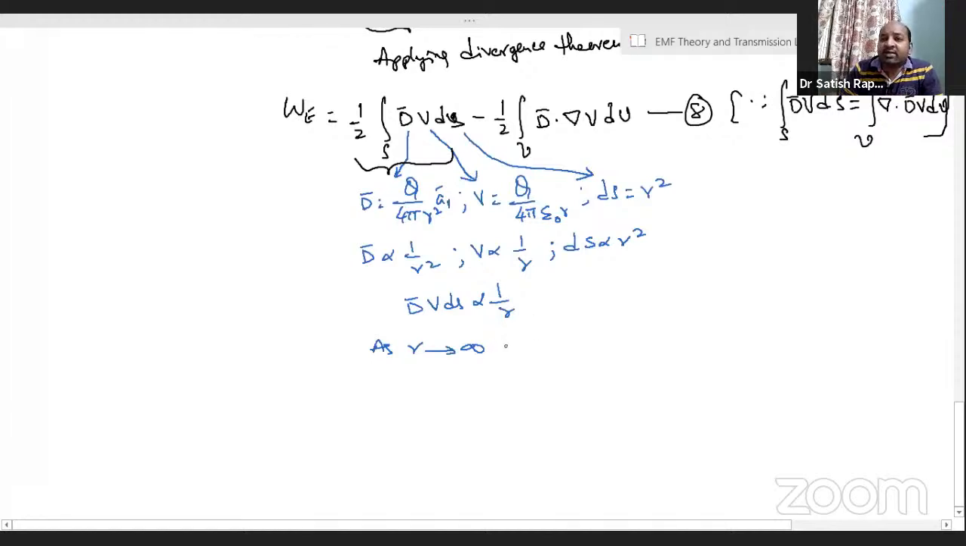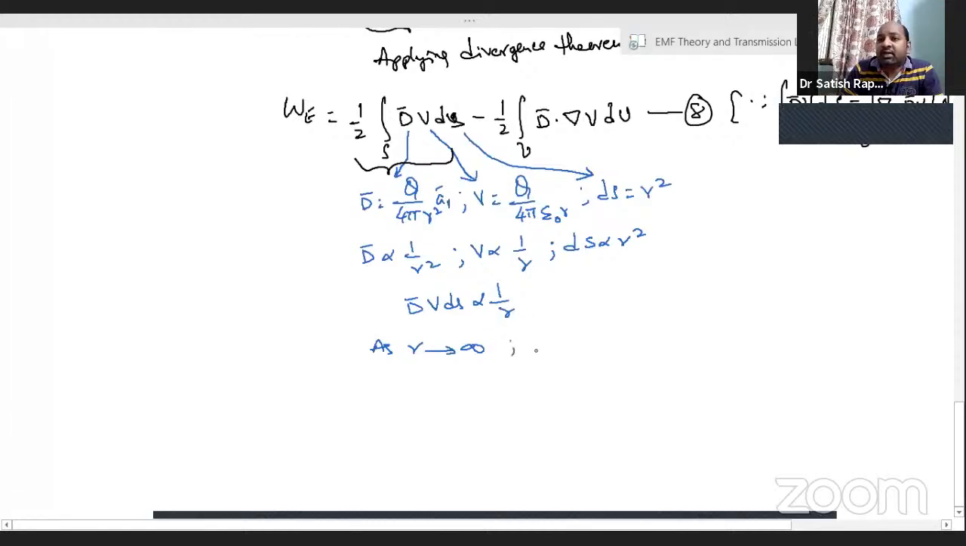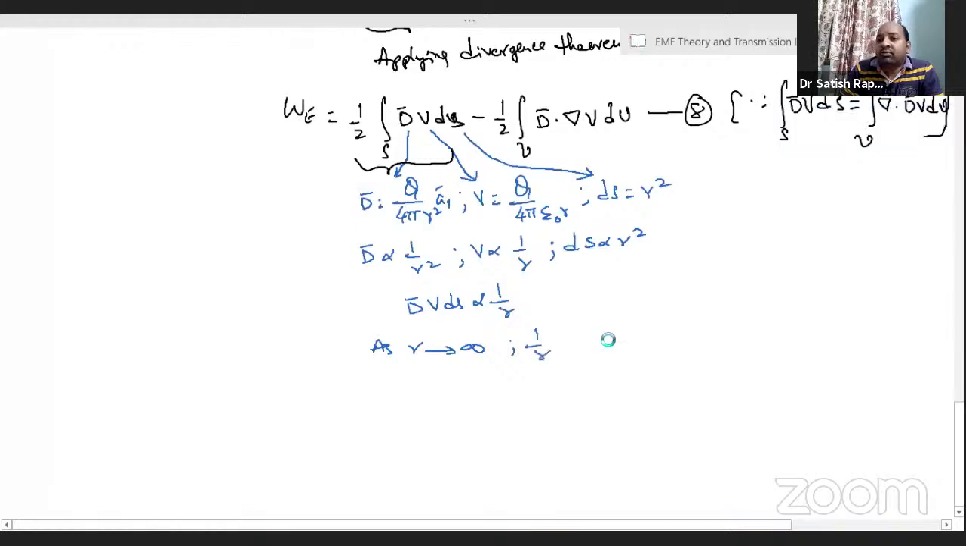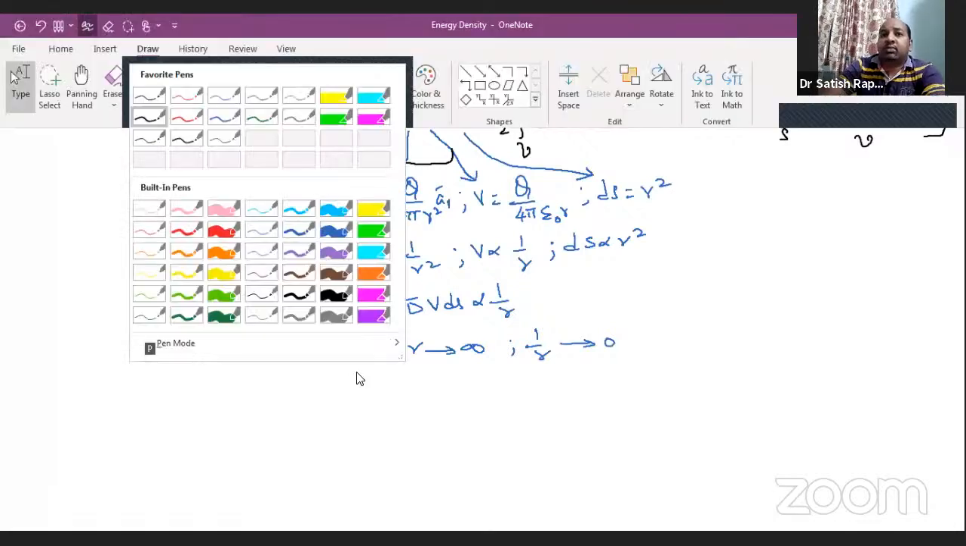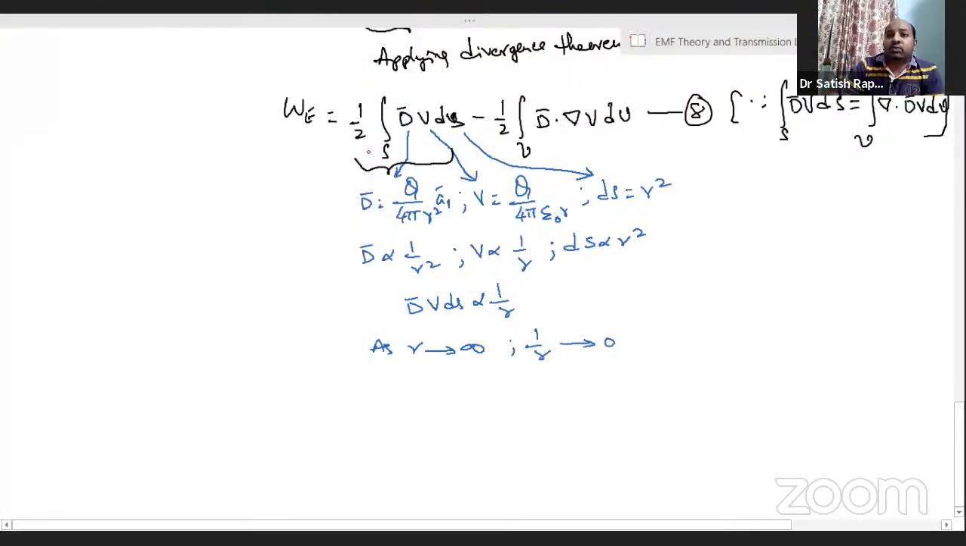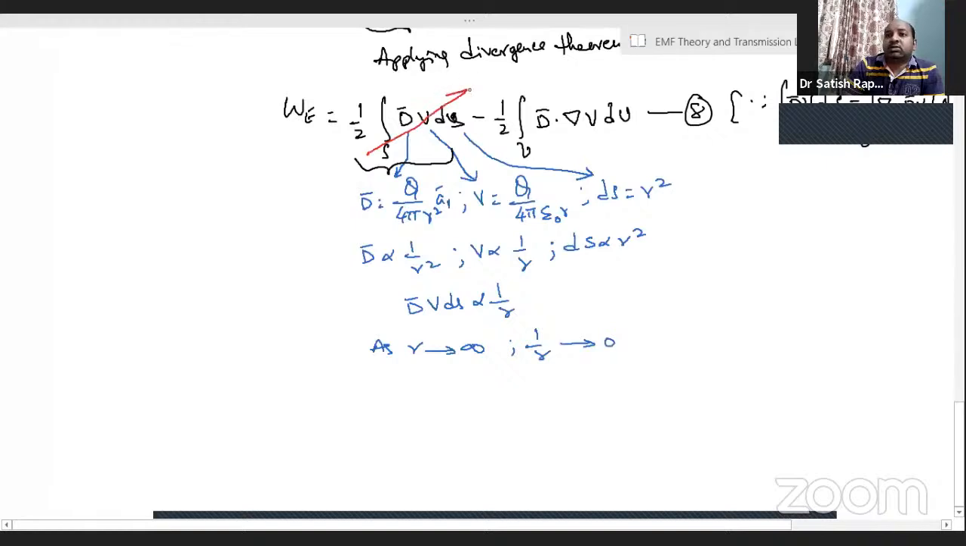So as r tends to infinity, then 1 by r will be 0, right? So therefore the first term on the right hand side of equation 8 will be 0, right? So this term will become 0.